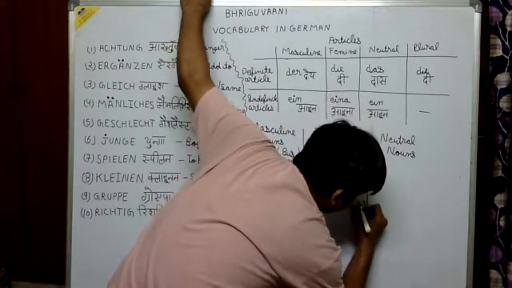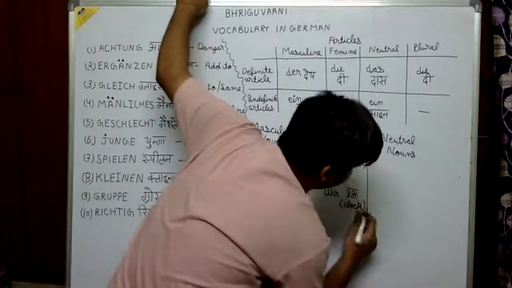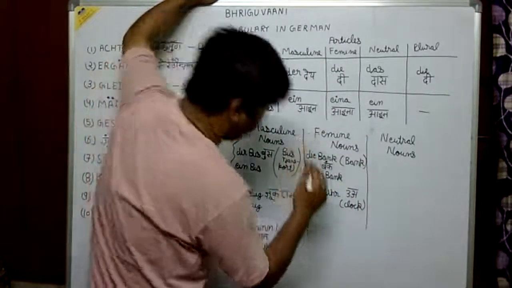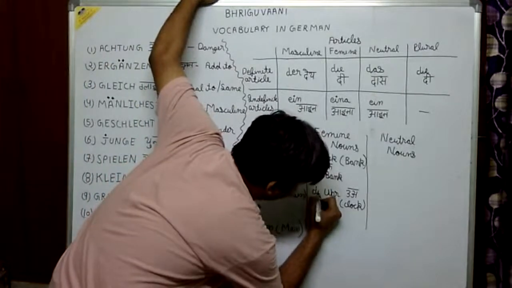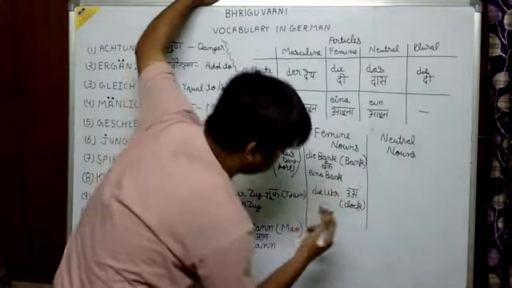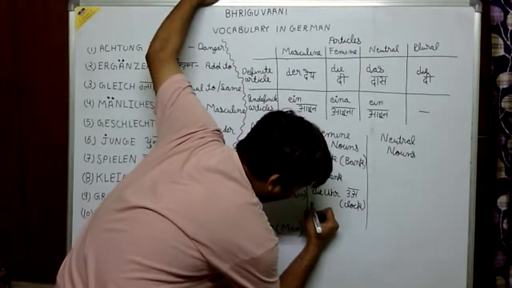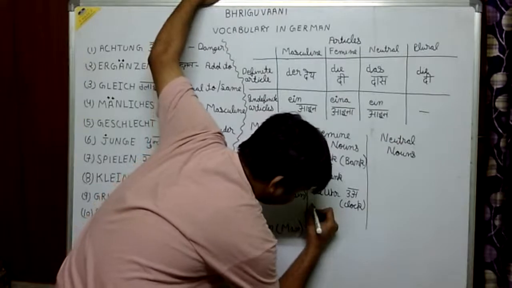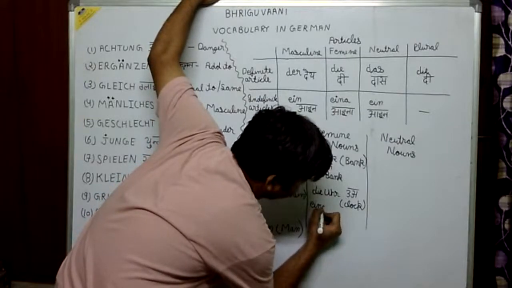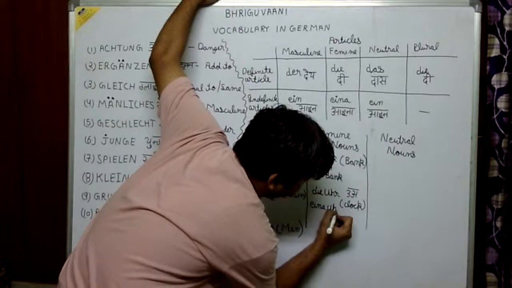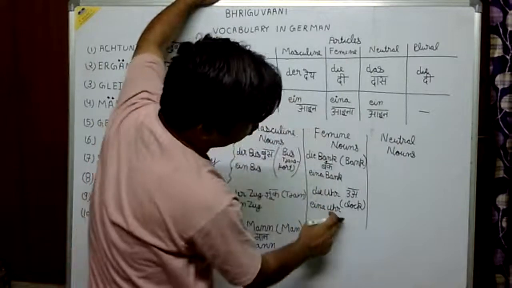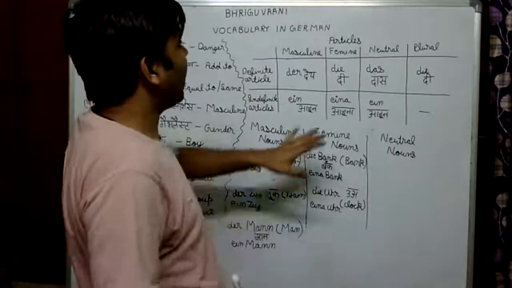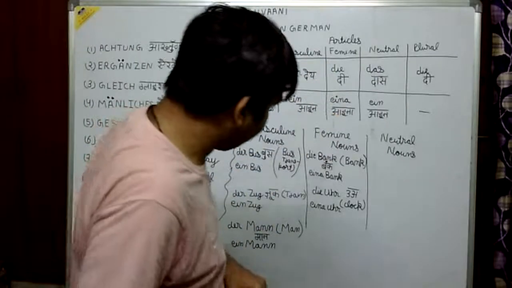Okay? This clock means Uhr, which tells us the time, and this Uhr is again a feminine noun. So it would be die Uhr or eine Uhr, because for feminine we are using die or eine.